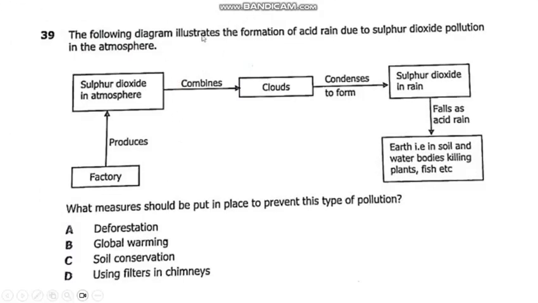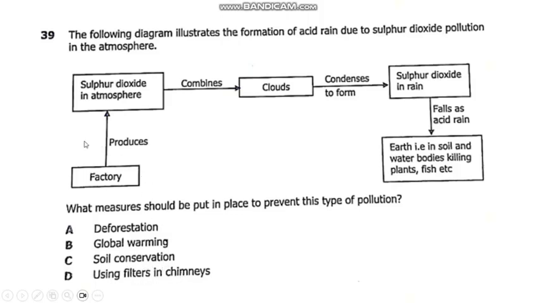The following diagram illustrates the formation of acid rain due to sulfur dioxide pollution in the atmosphere. What measures should be put in place to prevent this type of pollution? So sulfur dioxide is mainly coming from the factories. So the measure that should be put in place: A, deforestation. B, global warming. C, soil conservation. D, using filters in the chimneys.